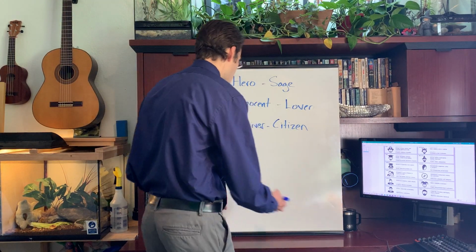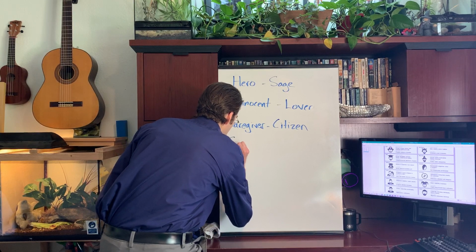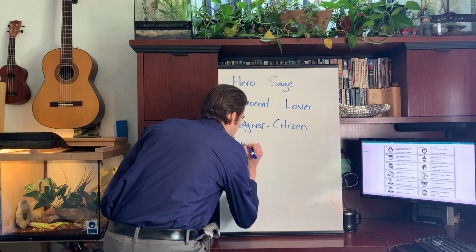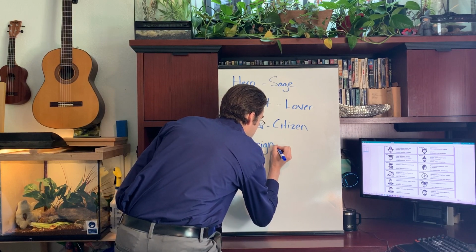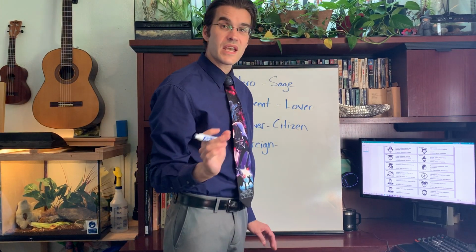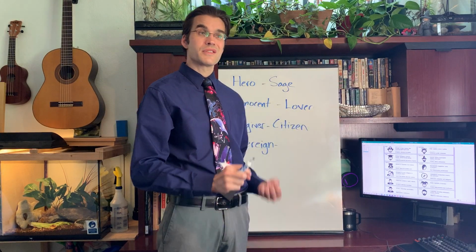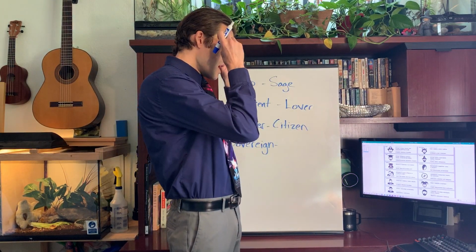So, what about the sovereign? Here we go. How do we spell that? This word always gets me. Okay, this is the ruler. This is the king. This is the president. This is the leader.